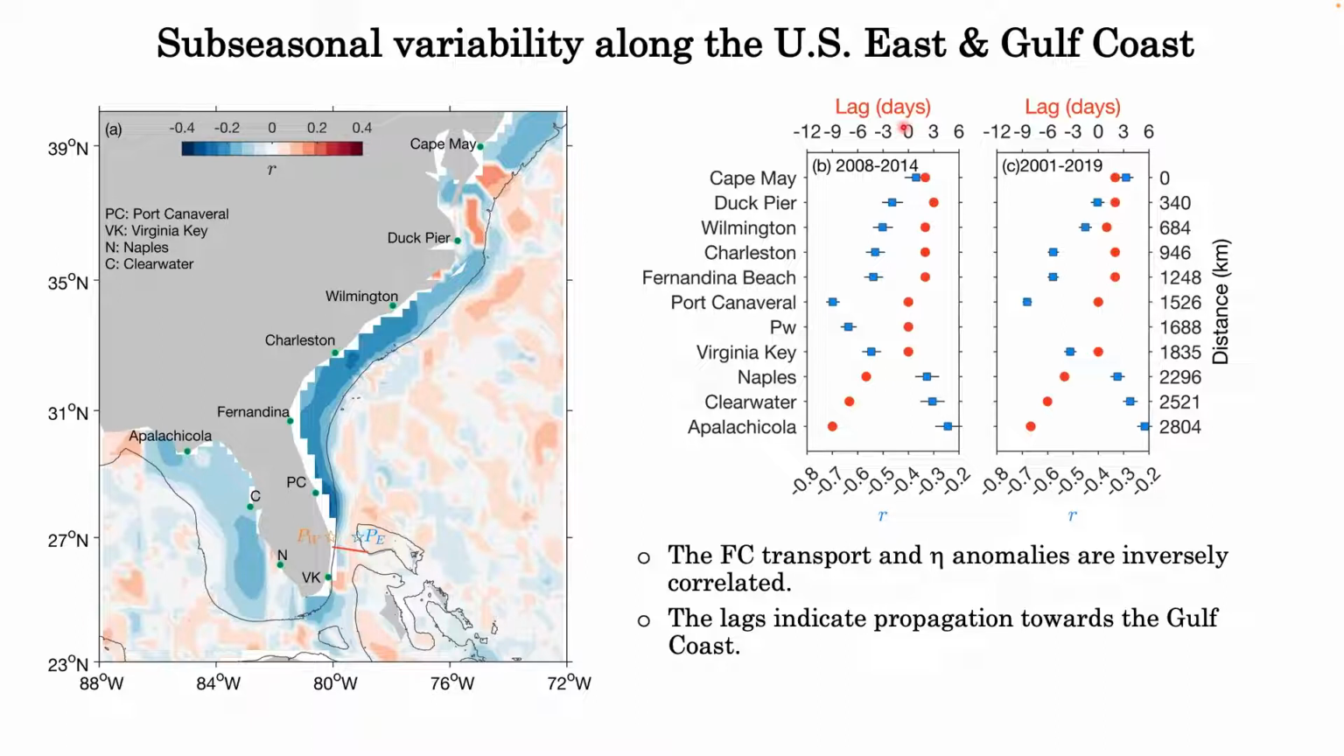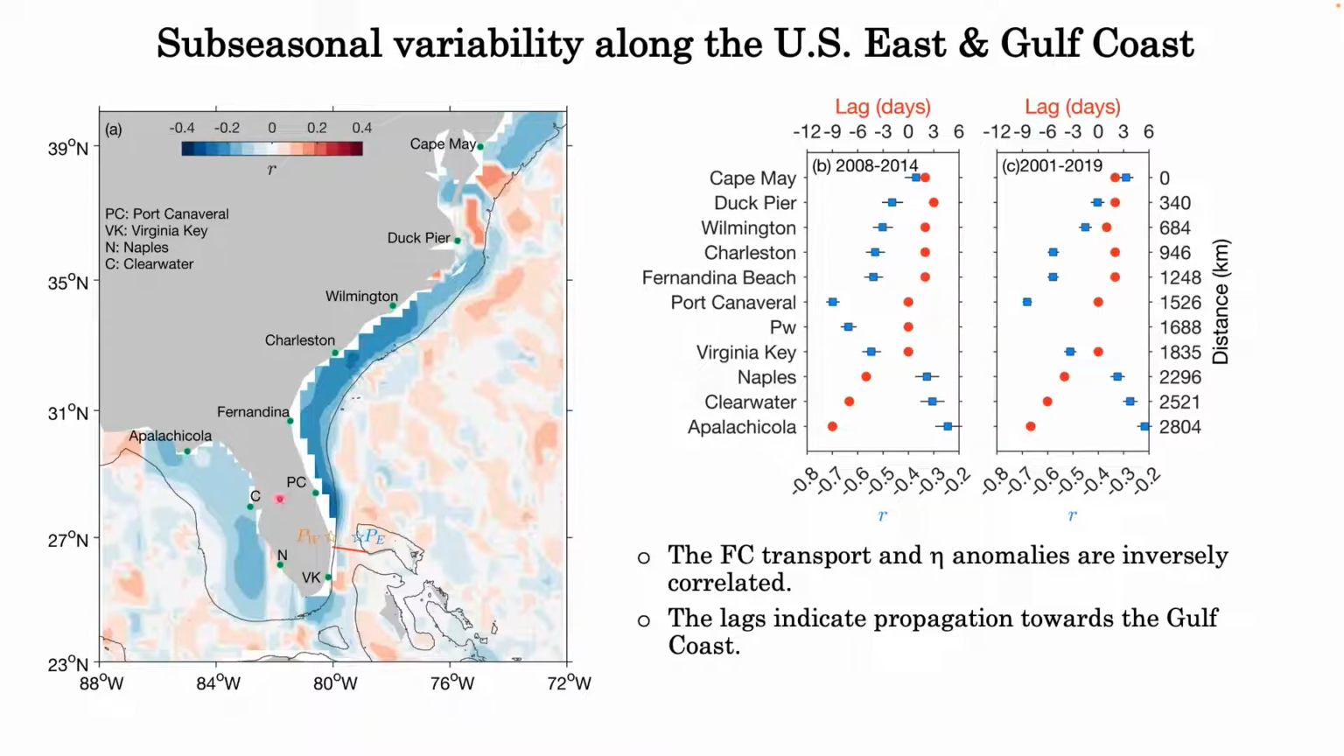And then a similar analysis between the FC transport and the sea level anomaly at the tide gauges, as indicated by these green dots, shows a similar result, which is that the FC transport and the sea level anomaly are inversely correlated, which means that an increase in the FC transport would correspond with a decrease in sea level anomaly along the coast. That we can see from these two plots, from the boxes.